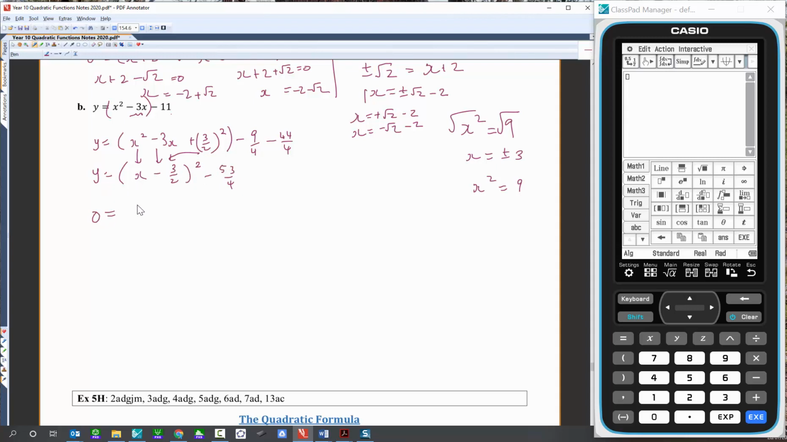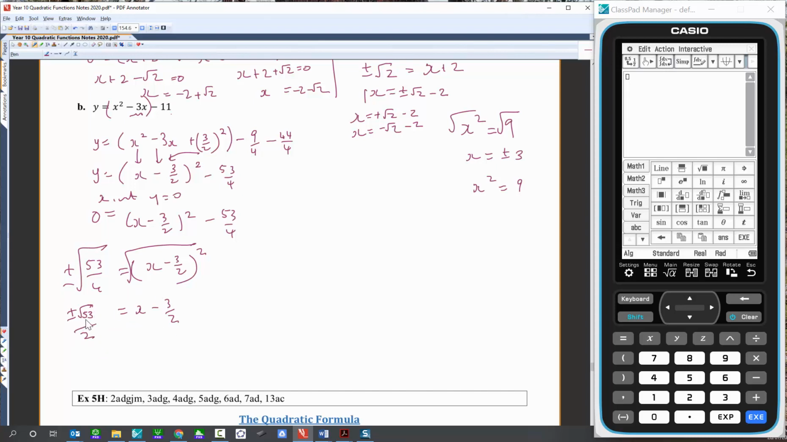So let's solve it. For the x-intercept, y is equal to 0. So 0 equals (x take 3 on 2) all squared, take 53 on 4. Now I'm going to add that to both sides. So 53 on 4 equals (x take 3 on 2) all squared. So what I'll do is root this side and root this side. That gives me the plus or minus, with x take 3 on 2 left there. And we're going to rewrite this as plus or minus root 53 over 2.